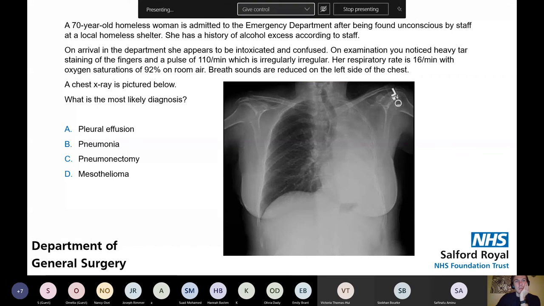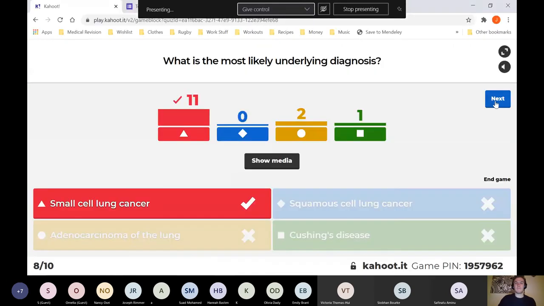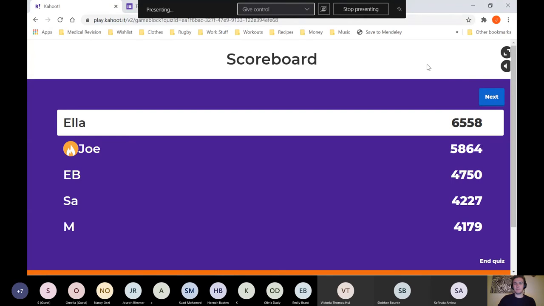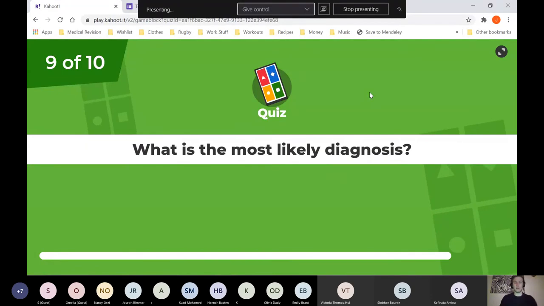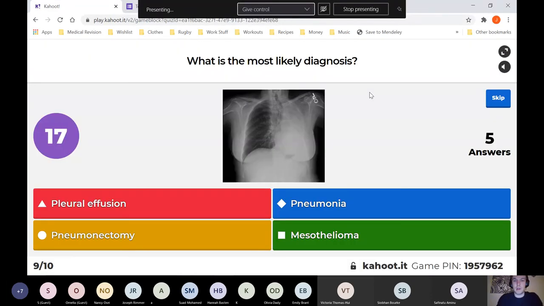Okay, so 70-year-old woman, confused, tar stains on the fingers, tachycardic, she's got a normal respiratory rate and slightly low oxygen saturations, reduced breath sounds on the left side, and on the chest x-ray we can see a whiteout on the left side of the chest. So have a go, tell me what you think is going on here. We've got one more question after this. That's the chest x-ray, whiteout on the left side. What's the answer?